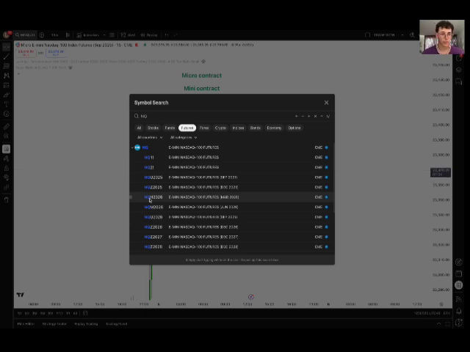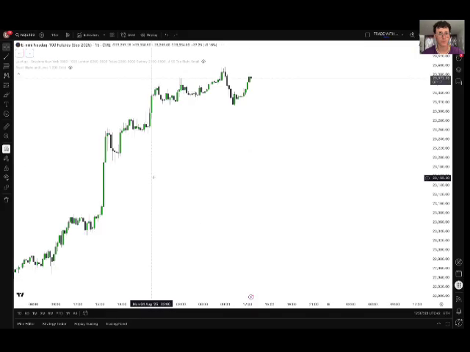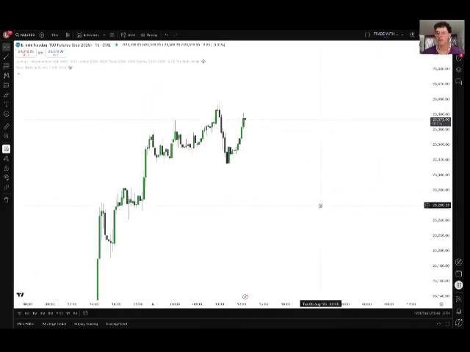So, if you want to trade the mini contract, you press the NQ section. And since we're in the September contract, I'm going to press on that one. Everything is the same, the charts are the same, okay? The price is the same here, but you are trading a larger contract.